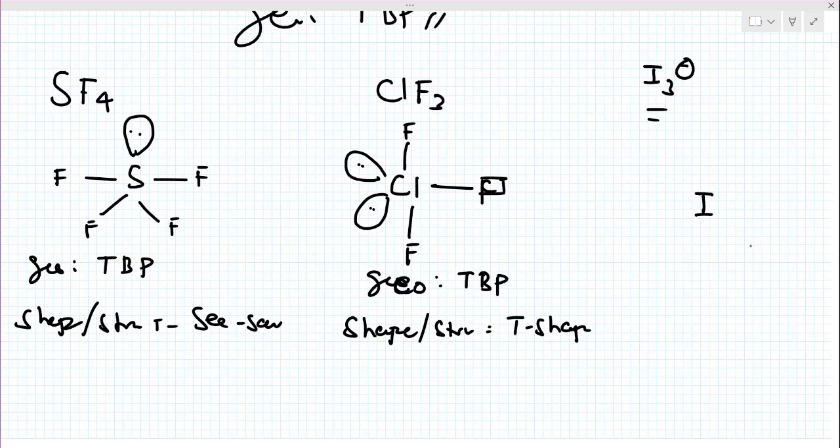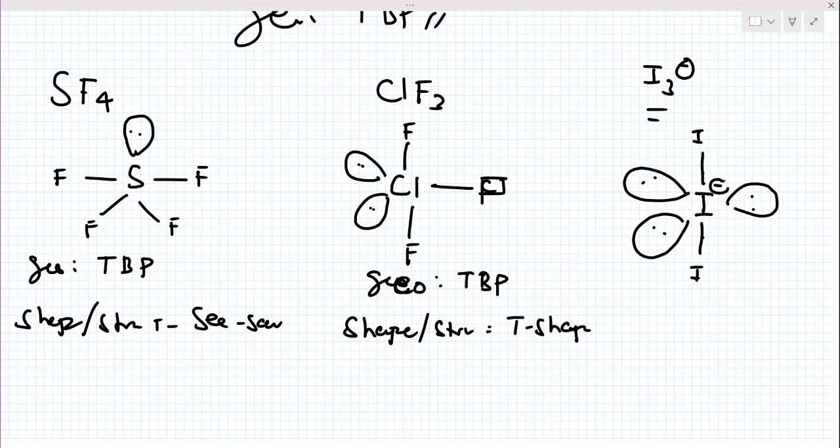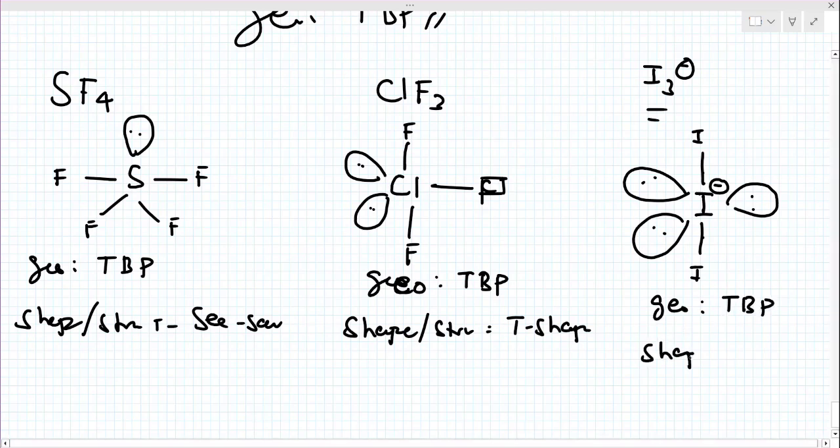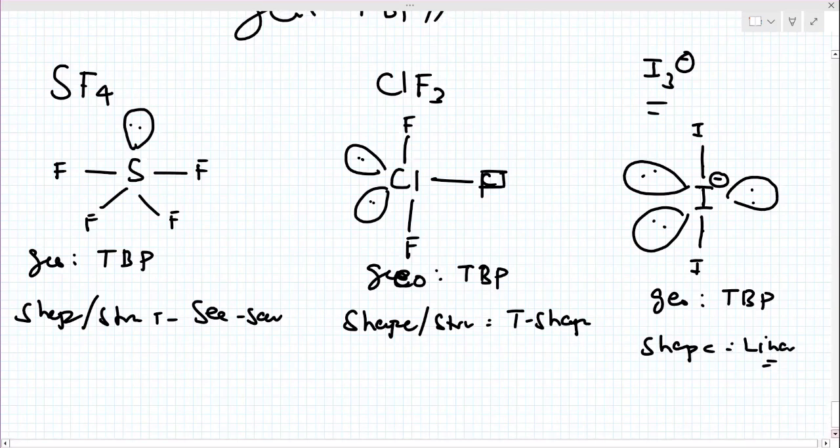Valence group number 17, therefore 7 valence electrons. 7 plus 1, therefore 8 valence electrons. Now 1, 2, 3, 4, 5, 6, 7, 8. Therefore, here is one iodine, another iodine, and 1, 2, 3 lone pairs, with the minus sign. This central iodine has 3 lone pairs and 2 bond pairs. Now what is the geometry? Again trigonal bipyramidal. What is the shape? Linear. Okay, linear.